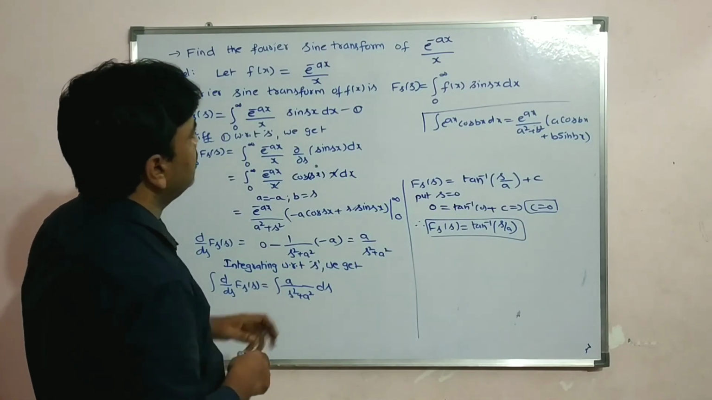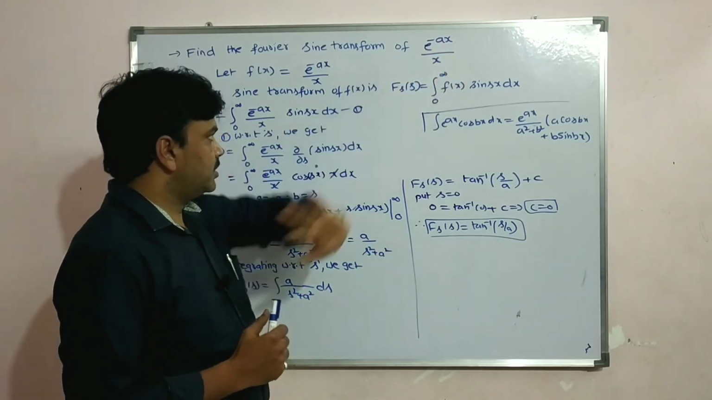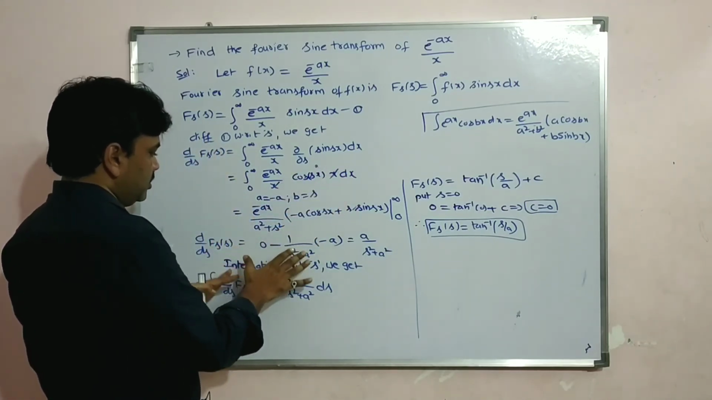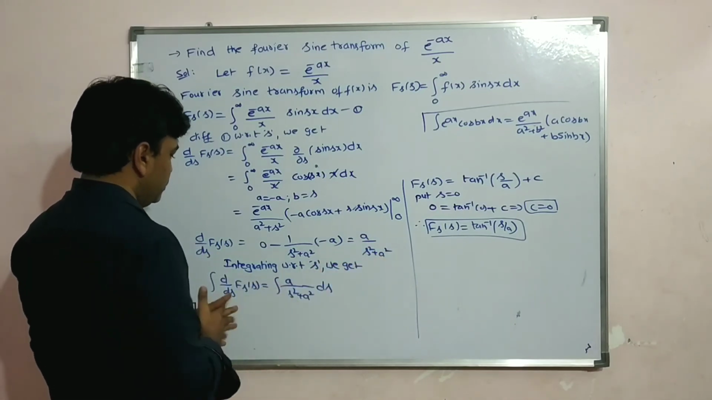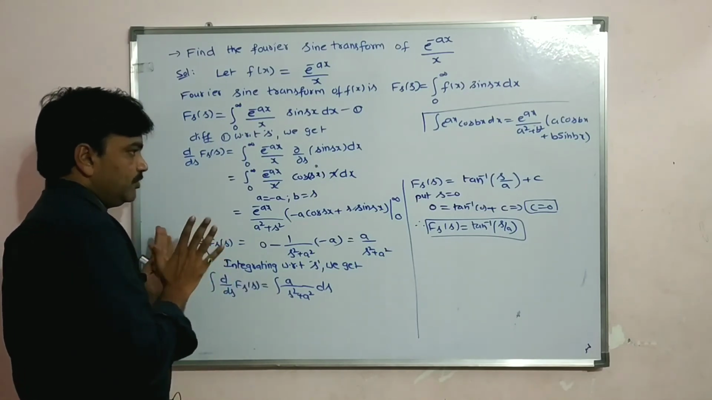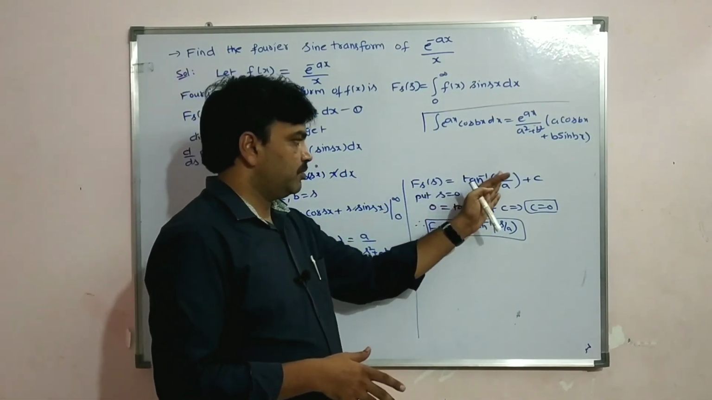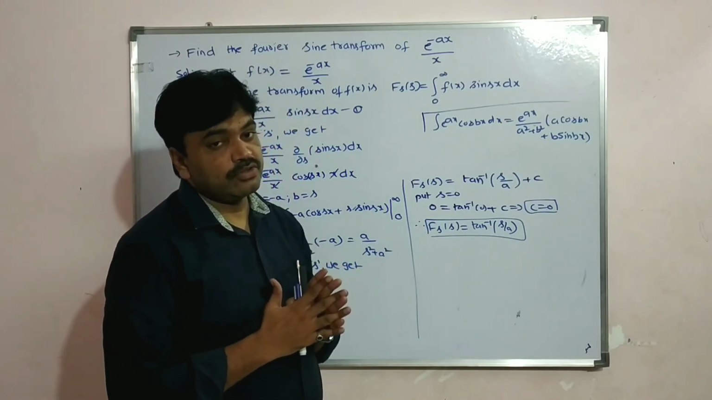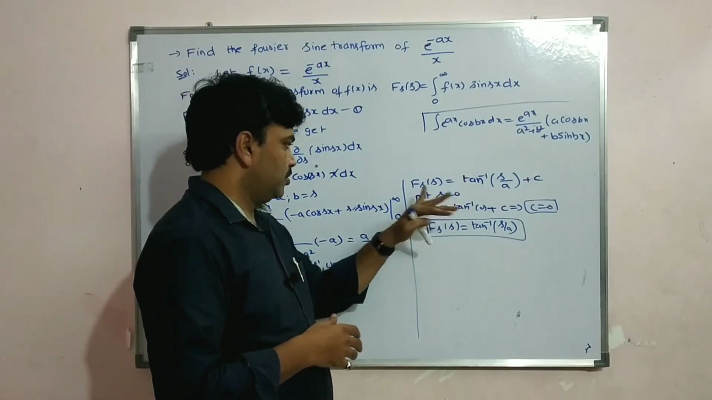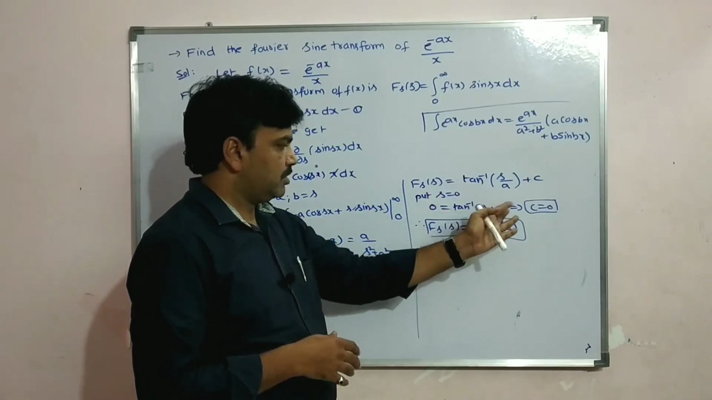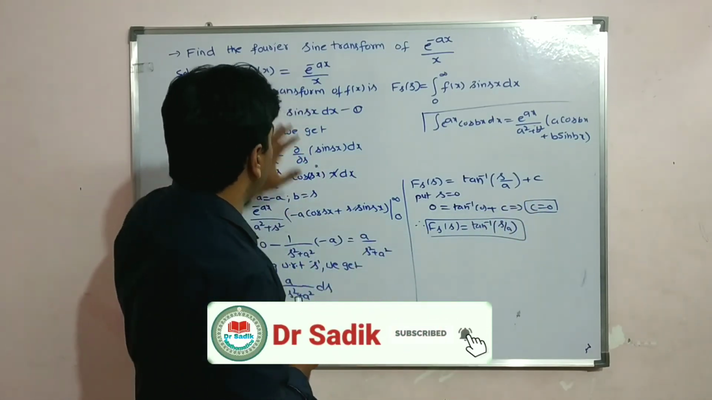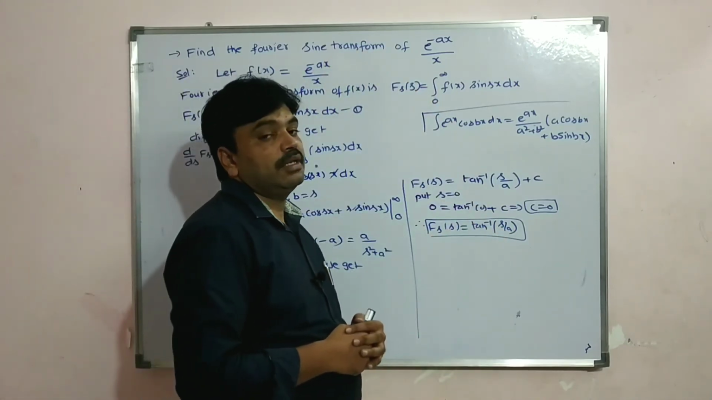Once again, students, for a given function like e power minus ax by x, you simply differentiate with respect to s and apply some formulas, and we get a by s square plus a square. This is d by ds. But we want to find Fs of s, so integrating with respect to s, we get Fs of s equal to tan inverse s by a plus c. So I want to find the c value; we are always finding arbitrary constant values. So put s equal to 0, and we get c equal to 0. Finally I got the Fourier Sine Transform of the given function as tan inverse s by a.